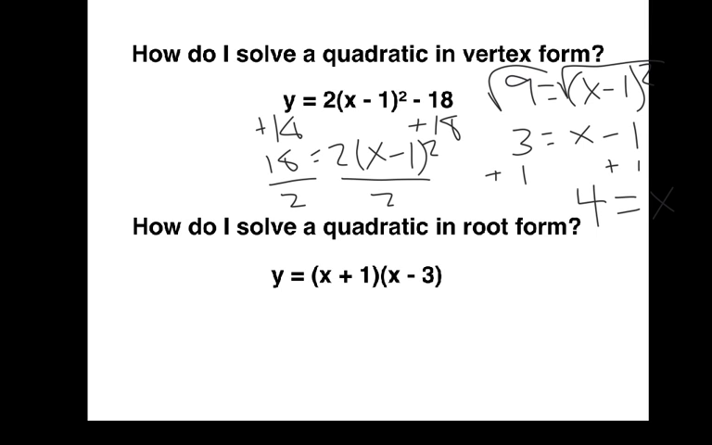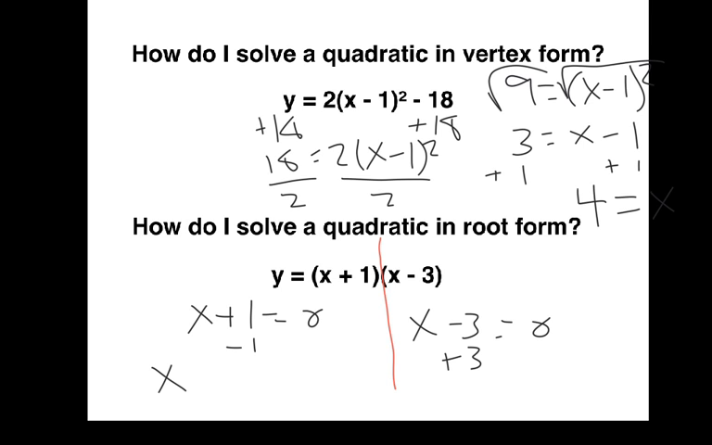Now, if we were trying to solve a quadratic in vertex form, that would be a very appropriate way of doing it. How about in root form? Well, it's a little bit easier in root form. We're going to slice it down the middle, and then we're going to set both sides to 0. x minus 3 equals 0, and x plus 1 equals 0, so we end up with basically the opposite of what's in the actual parentheses. I get x equals negative 1 and x equals positive 3.